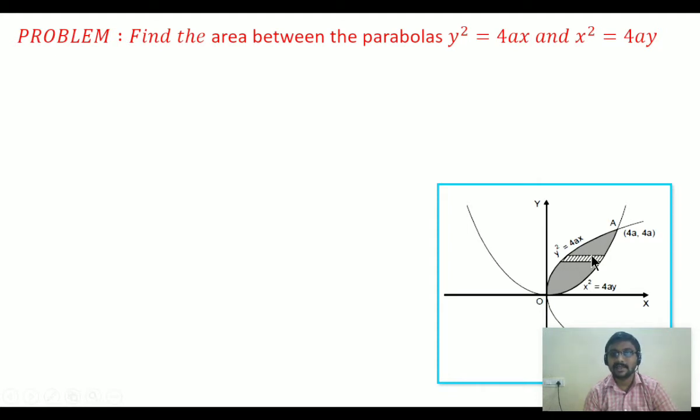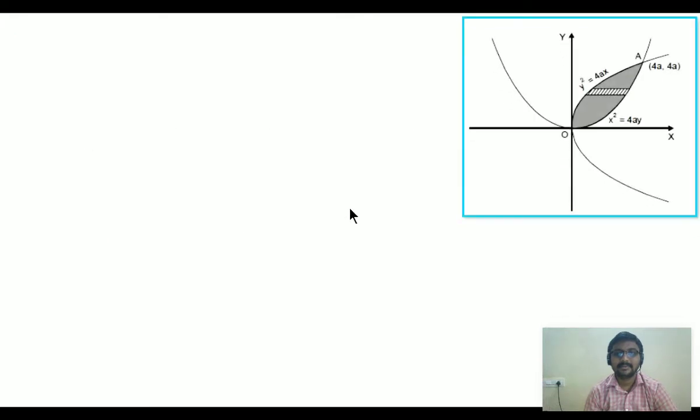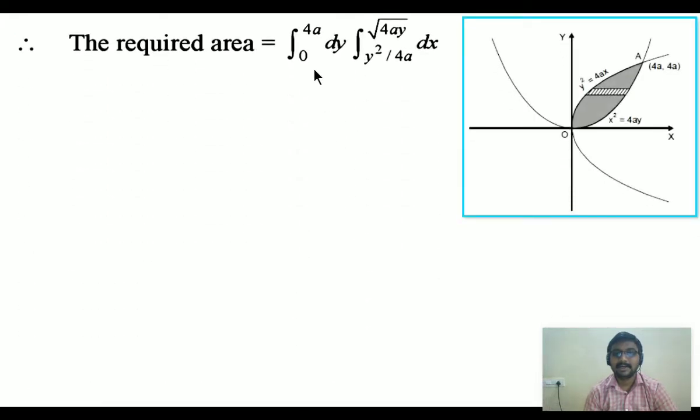For this we have to take the strip. So these two are the equations 1 and 2 of the given curves. Now on solving 1 and 2 we will get the intersecting point, that is (4a, 4a). The area formula is the double integral dx dy. Now we need the limits of the double integration. So the double integration limits are according to the strip.